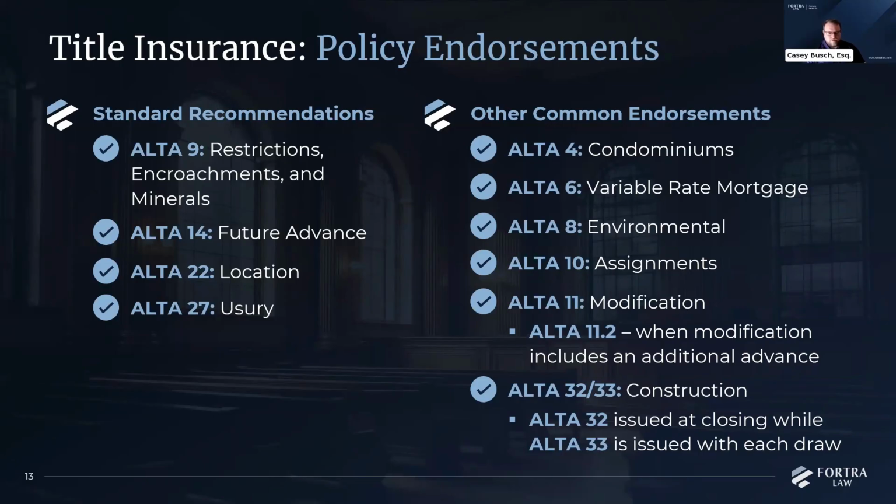And then the ALTA 32 and 33, again, if you have a construction loan, these are what you want to get, obviously with the ALTA 14, but the 32 and 33 are going to provide coverage for mechanics liens at closing, and then the 33 for each draw. Say you have a construction holdback, after closing, each draw is going to be covered by the 33. So the construction 32 and 33, if you have a holdback, you've got to get those together. That's very important because you're going to get coverage against mechanics liens.